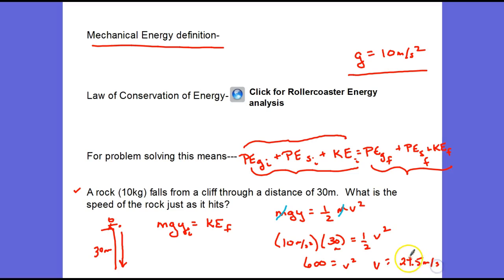meters per second. Now you could have solved this using kinematics and free fall, from kinematics, from the second unit that you did, and it would have been a much more complicated, difficult problem. Conservation of energy makes these problems really simple.